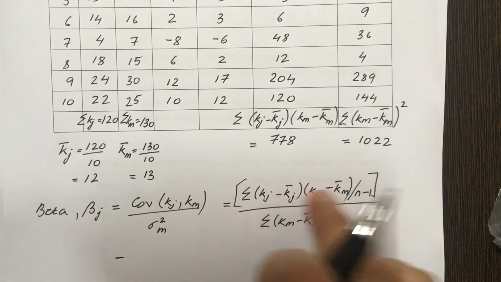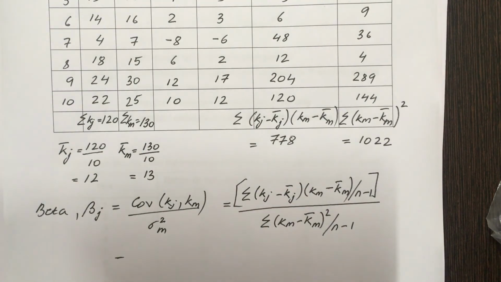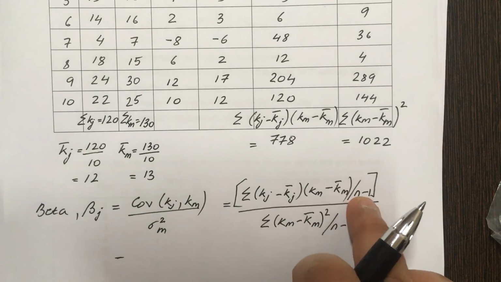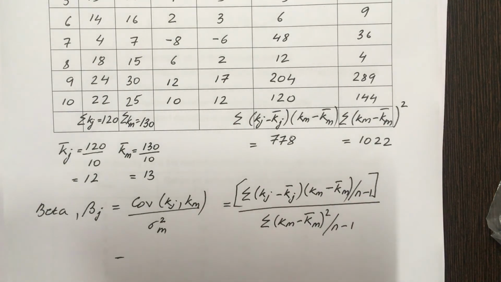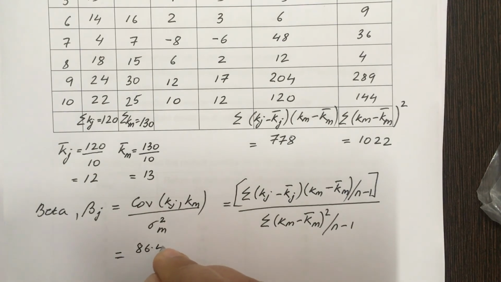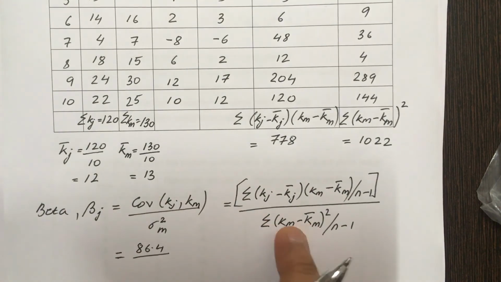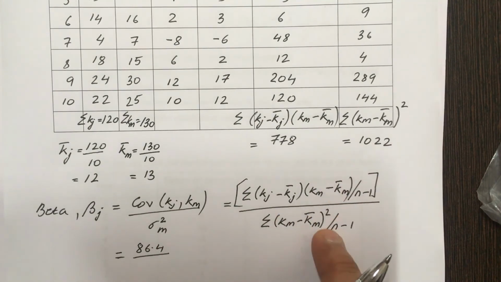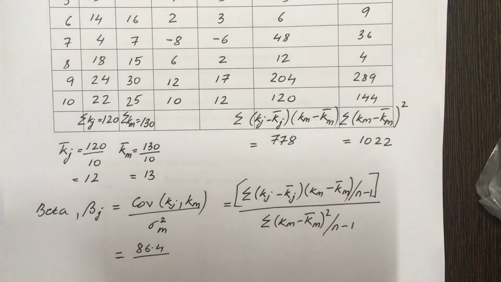So this is nothing but 778 divided by n minus 1. What is n? N is 10 minus 1, so 9, so divided by 9. So that will be 778 divided by 9. That will be 86.4. So we found out the numerator. Denominator is again 1022 divided by n minus 1, which is nothing but 9. So 1022 divided by 9, that is 113.55. So let's just take it as 113.6.